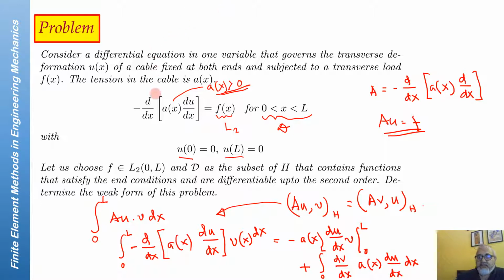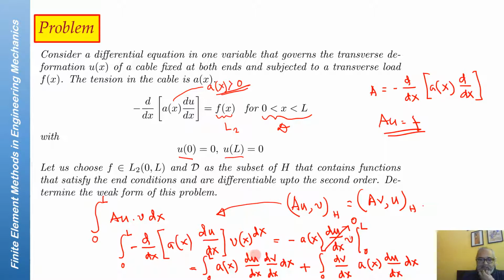Now all these functions u and v that you choose have to come from the set of admissible functions. So at 0 and L, they have to have 0 values, which means that v also will have to have v(0) equal to 0 and v(L) equal to 0. So this will be 0, and therefore I am left with this is equal to the integral from 0 to L of a(x) du/dx times dv/dx. So this is what I'm left with.